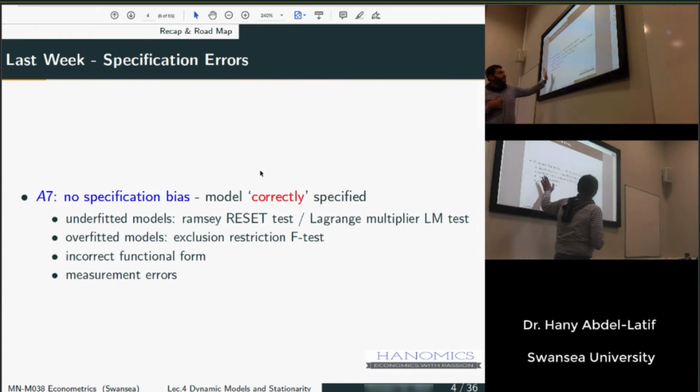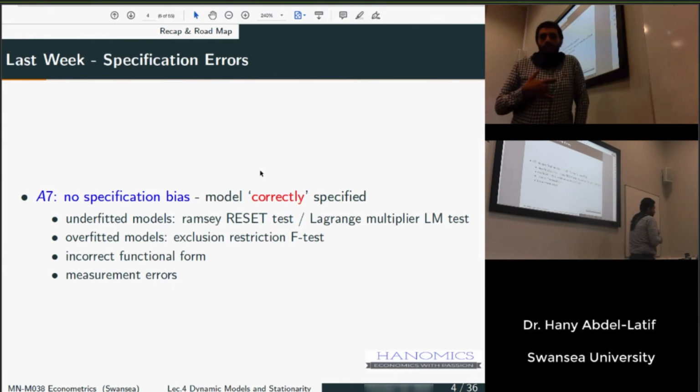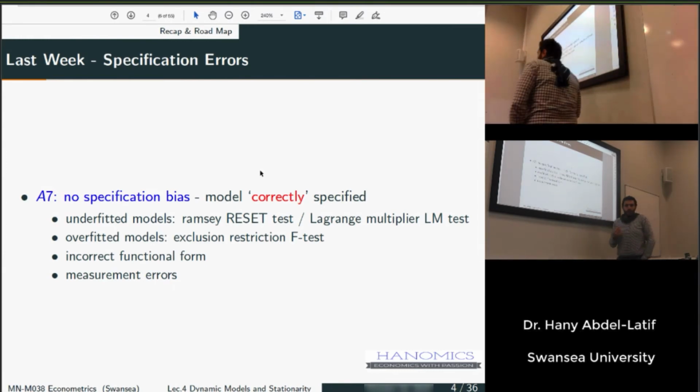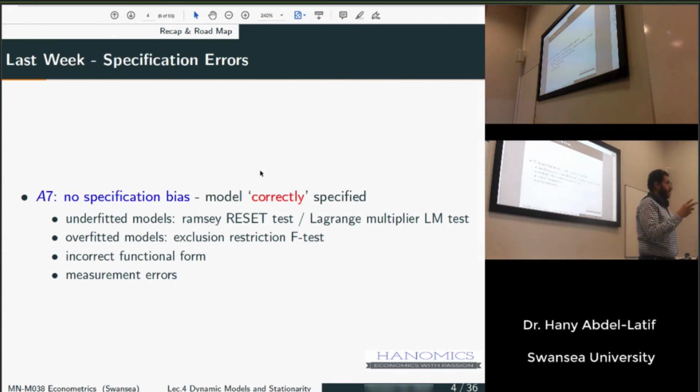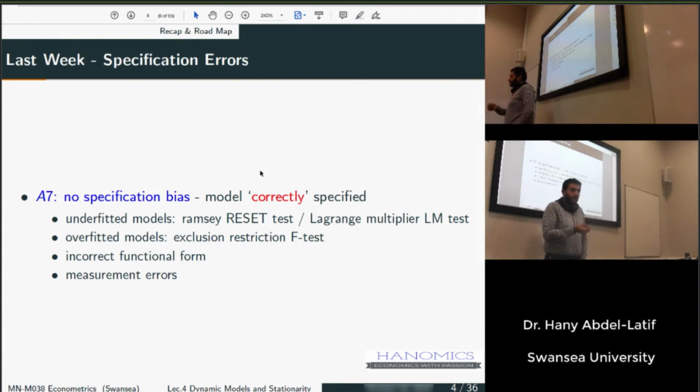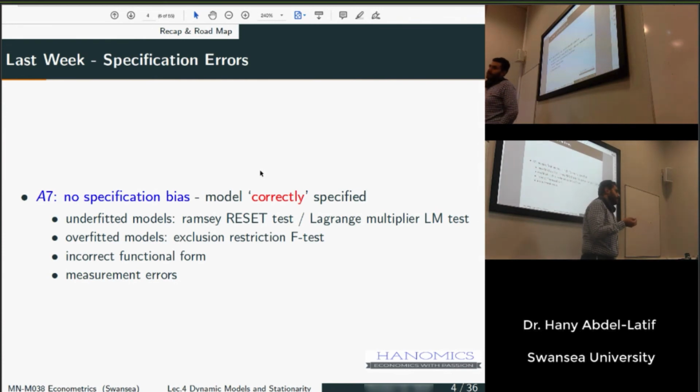But anyway, the cases we discussed: when we have an underfitted model, where for some reason you dropped important variables, the effect of these important variables will cause the issue of omitted variable bias. And we explained that the issue here is very serious because the estimator will be biased.